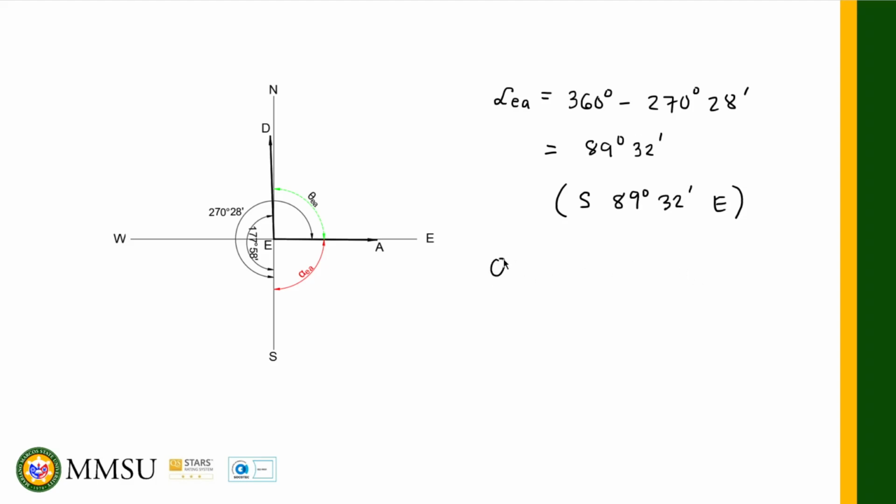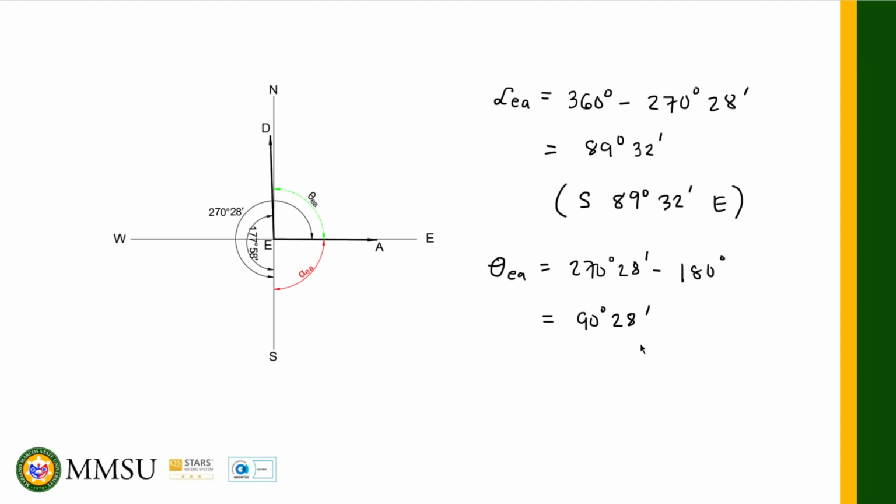And finally, for theta EA, this is the azimuth of EA from the north. We just need to subtract 180 from 270.28. So that's 270 degrees 28 minutes minus the half circle of 180 degrees. So theta EA is 90 degrees 28 minutes. We have already solved for the bearing and azimuth of all the given traverse lines.